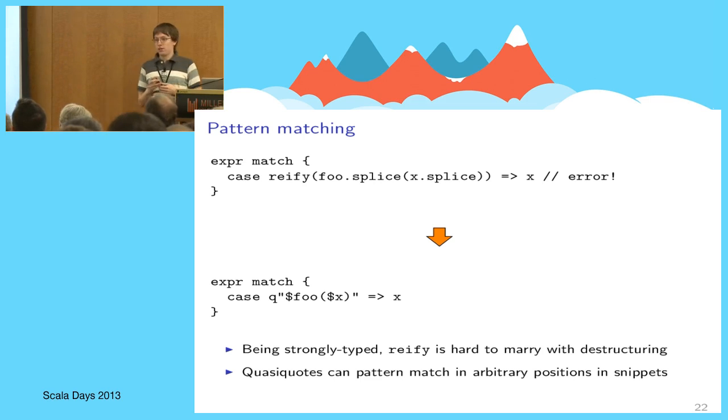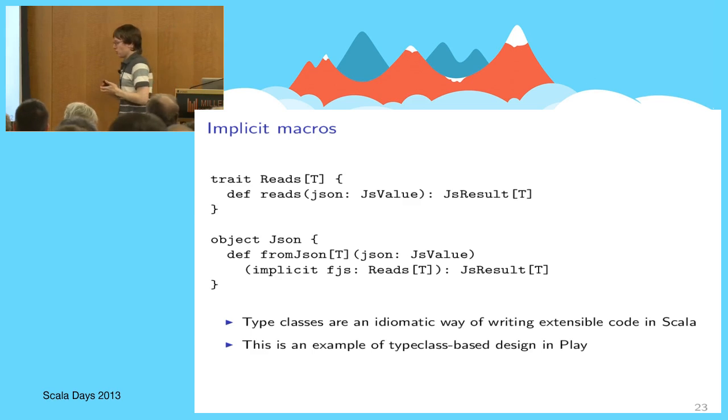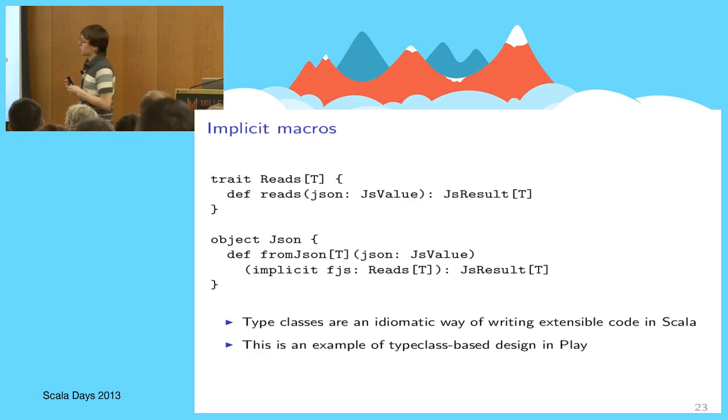Okay, the next feature that I'm going to cover, implicit macros. To see how exactly implicit macros are relevant and how they help, and why implicits, let's go a bit back. Let's make a detour into type classes. So type classes are a very cool and a very idiomatic way of writing modular code in Scala. And they're quite popular, used in a lot of libraries. For instance, this example comes from Play.